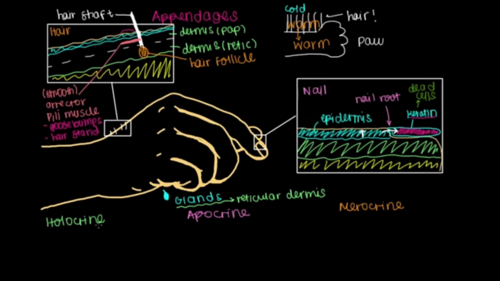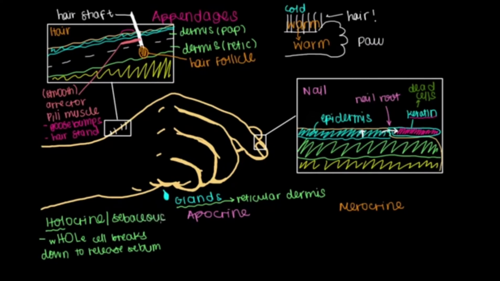So let's start with your holocrine. Your holocrine releases its secretion by whole cell breakdown to release sebum. So another name for this is sebaceous gland because it releases your sebum. Whole cell breaks down.